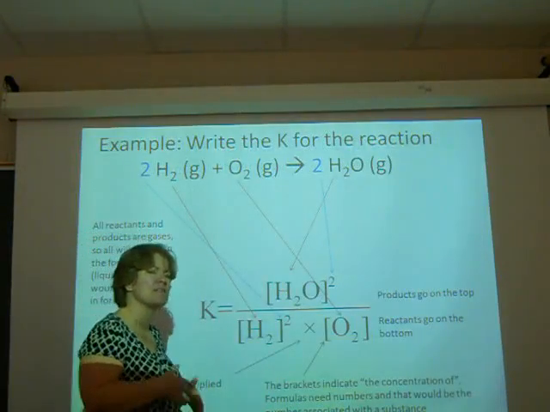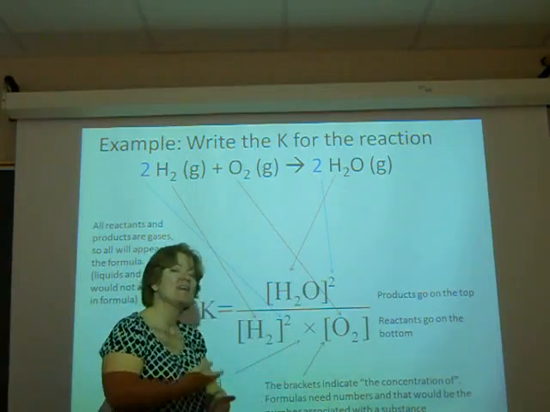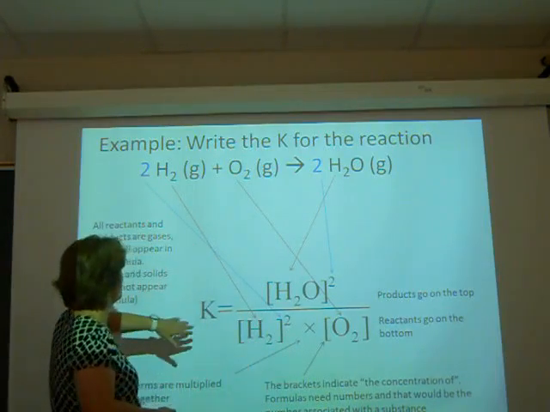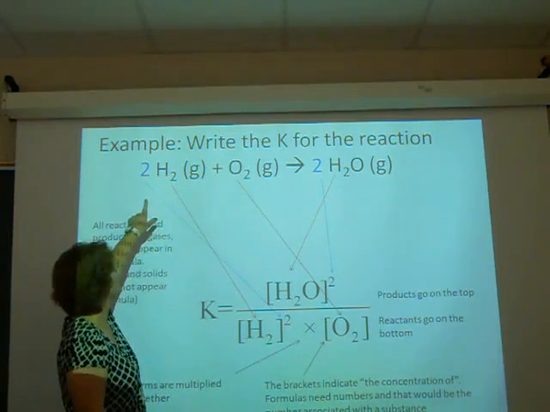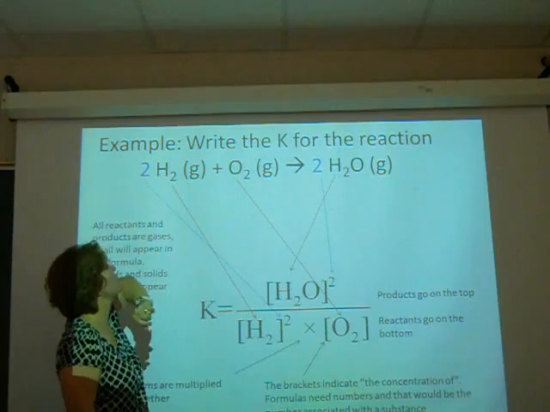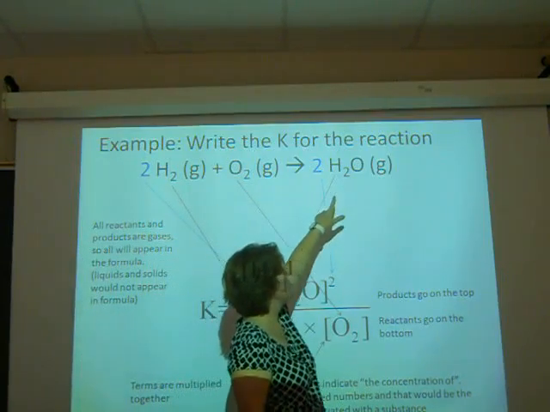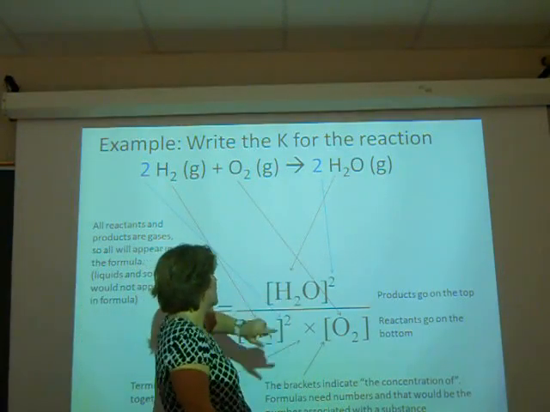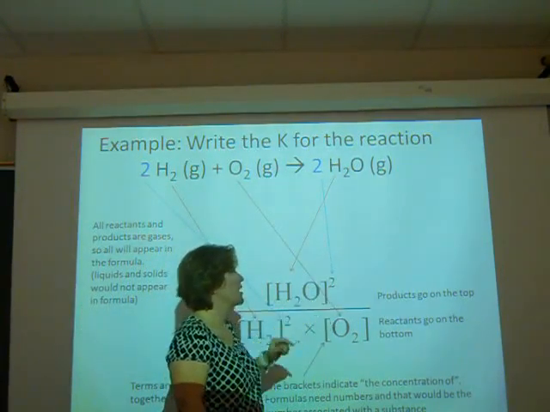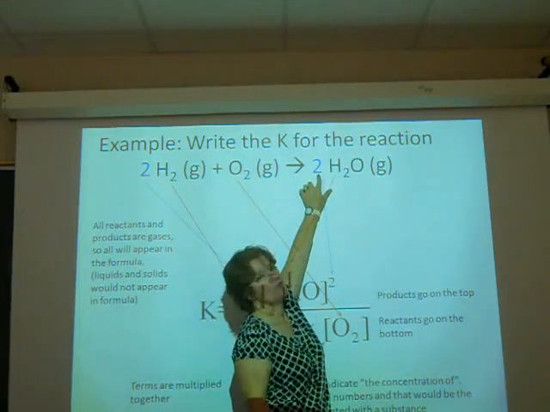Let's do an example because it's kind of complicated. Every chemical reaction I have has a different K expression. So in this case, I want you to write the K expression for the reaction 2 hydrogen gas plus oxygen gas makes 2 water gas. I have one product, it's water. I'm going to put it in brackets for concentration. And I'm going to square it because there's a coefficient of 2 in there.